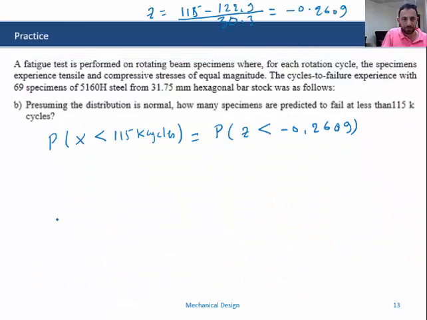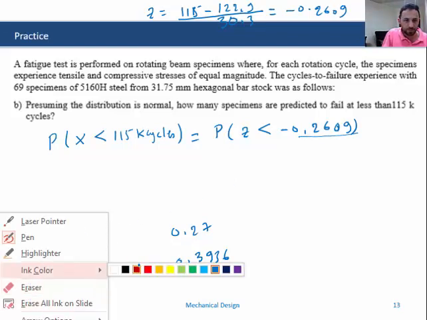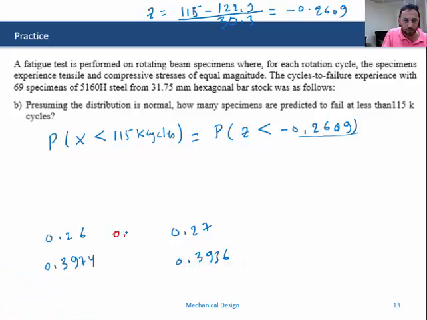So from the table, we found out that 0.26 has a probability of 0.3974 and 0.27 with a probability of 0.3936. Now our objective is to determine the probability for the value in between, 0.2609, and this is value x.